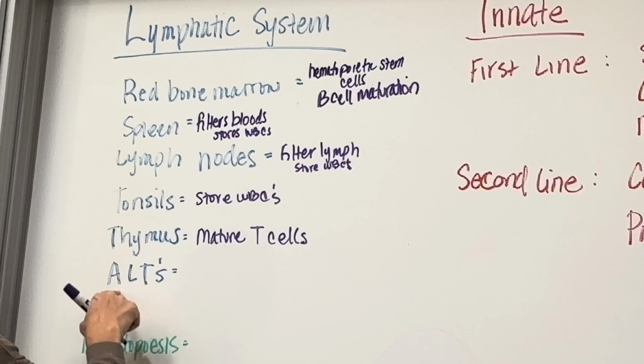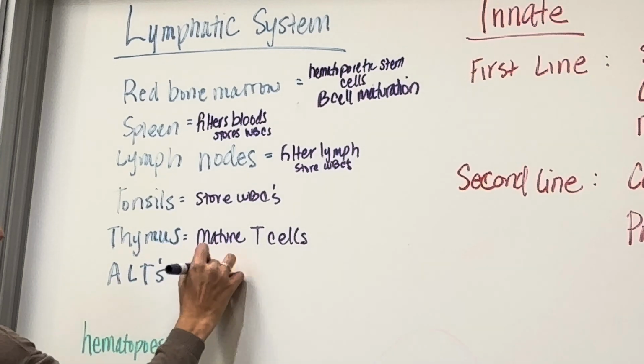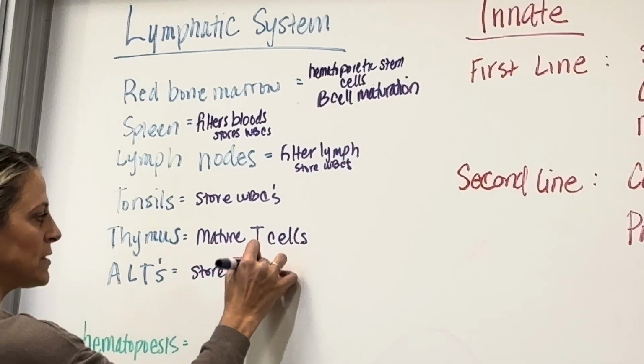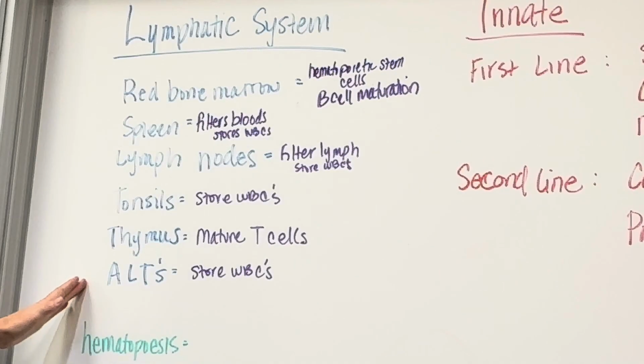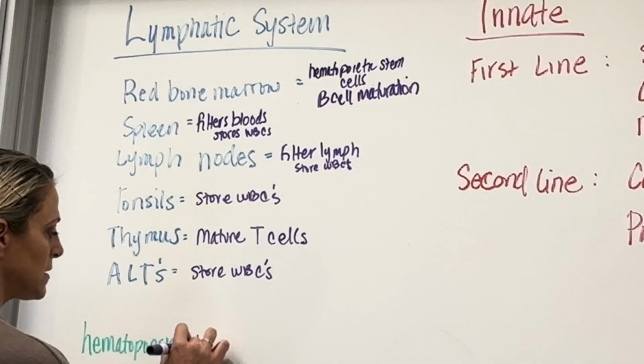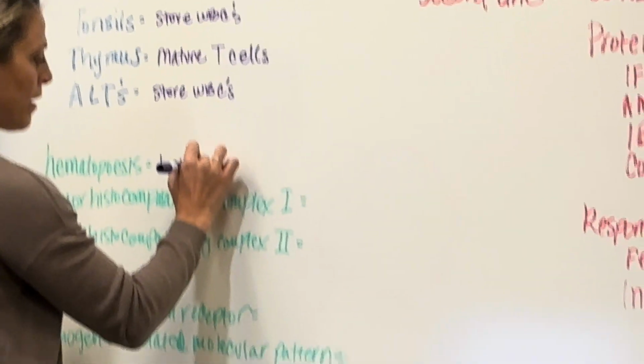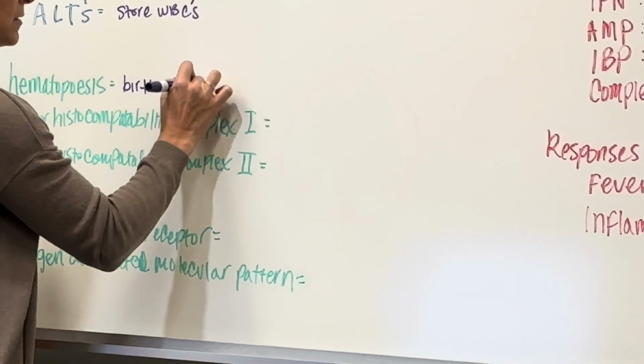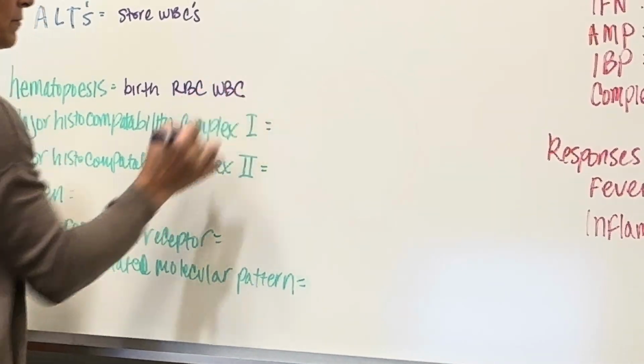So associated lymph tissues store white blood cells. That's how important white blood cells are. They have to be everywhere. Hematopoiesis is the birth of all of our red blood cell and white blood cell lines.